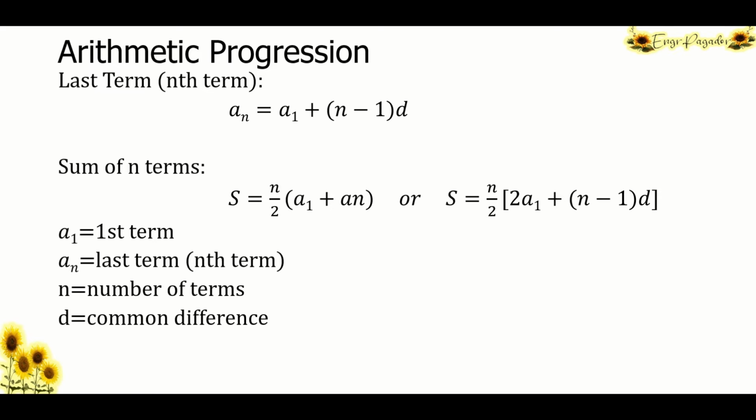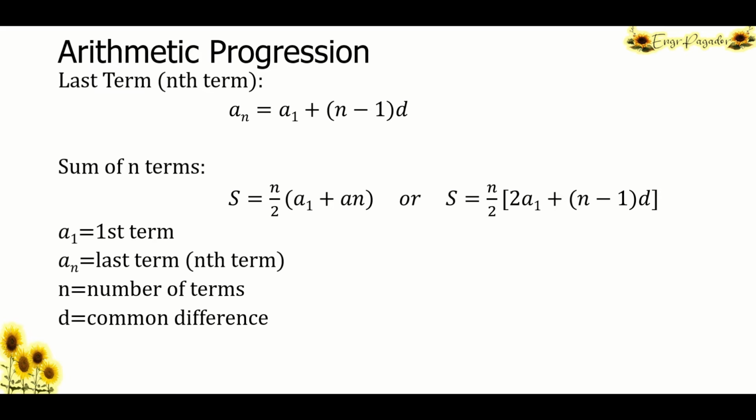So we have this formula for the last term or the nth term of an arithmetic progression. We have a sub n is equal to a sub 1 plus n minus 1 times d. For the sum of n terms, we have the formula S is equal to n over 2 times a sub 1 plus a sub n, or S is equal to n over 2 times 2 times a sub 1 plus n minus 1 times d.